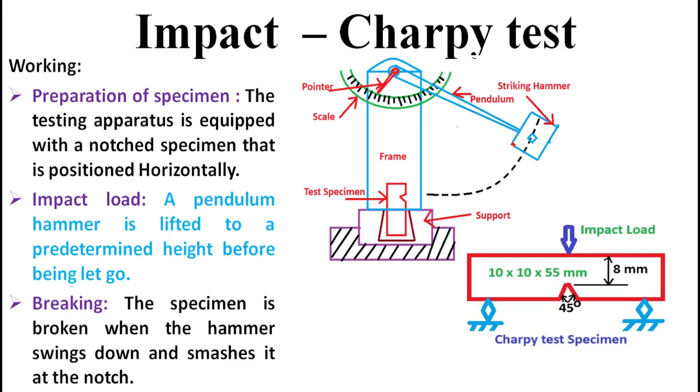So the working principle of this Charpy test: first is the preparation of the specimen. The testing apparatus is equipped with the notched specimen, positioned horizontally. That is the main feature, it is horizontal. Izod means it is vertical. So Charpy means a horizontal position.